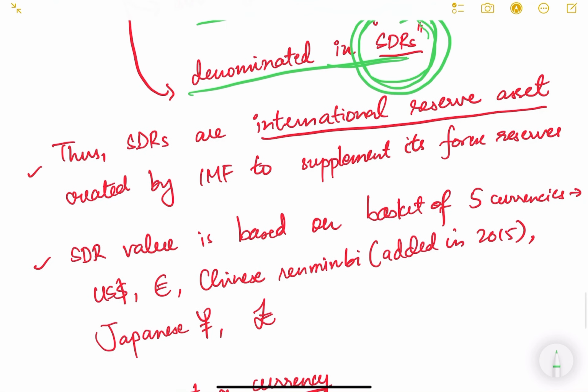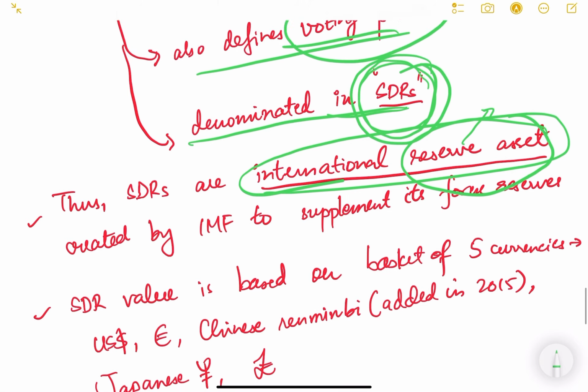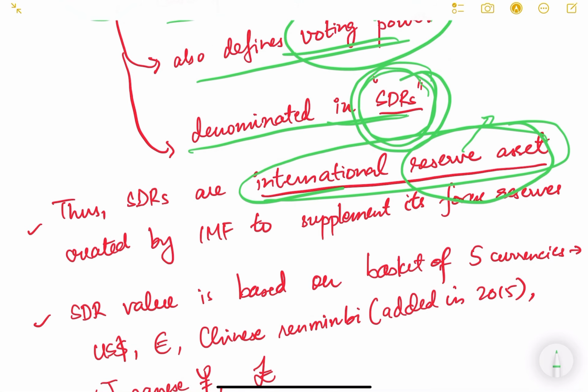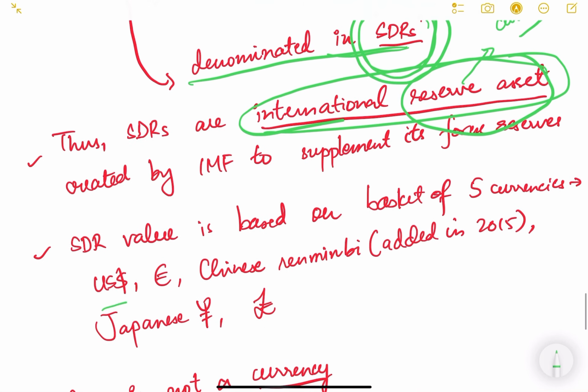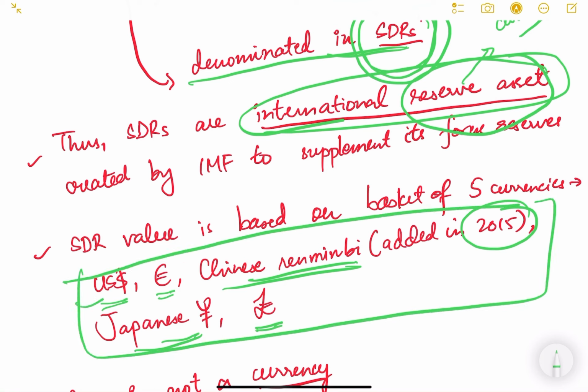Now SDRs are therefore an international reserve asset. तो एक कंट्री के पास में जितना SDR होगा उसके पास में उतना रिजर्व होगा, because these SDRs can be exchanged for the international currencies. Okay, these SDRs can be freely converted into international currencies. Okay, and these currencies we'll discuss. It can be exchanged for US dollars, euro, Chinese renminbi, which was added in 2015, Japanese yen and pound. Okay, so these are the 5 currencies in which an SDR can be freely converted.